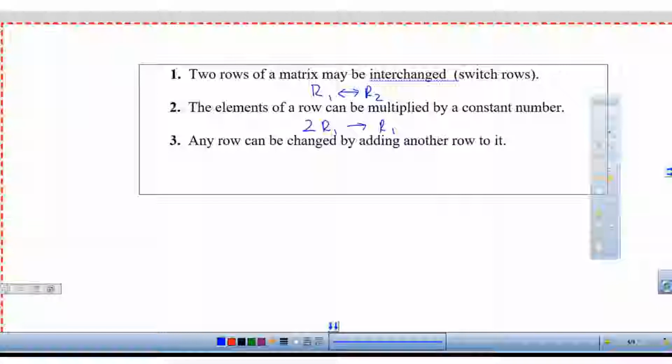Some things you cannot do, okay? Some things you cannot do is you can't divide one row by another.